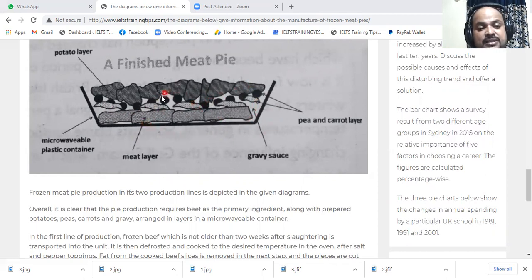You can see the summary of this picture here. Beef as the primary component or ingredient, along with the prepared potatoes. Potatoes are here, peas are here, carrots are here, and gravy arranged in layers in a microwavable container.